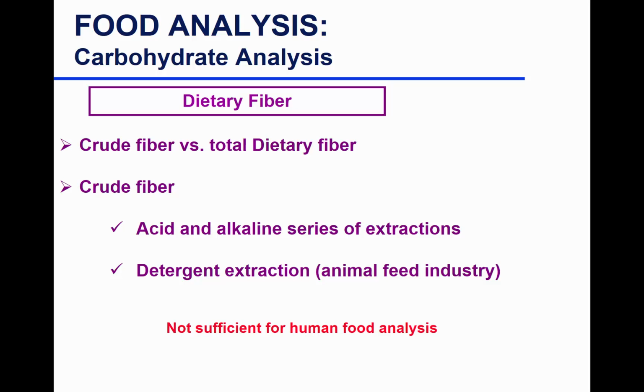You have the acid detergent extraction, you can only determine cellulose and lignin. If you have neutral detergent, you can only determine cellulose, lignin, and hemicellulose. But none of these methods will allow you to determine the soluble fiber. So that's why they're used, if they're used nowadays, for animal feed, not necessarily for food.